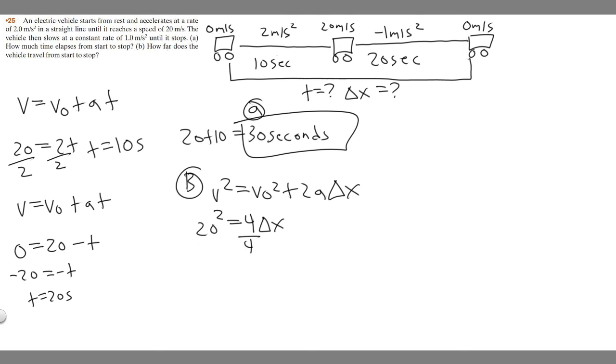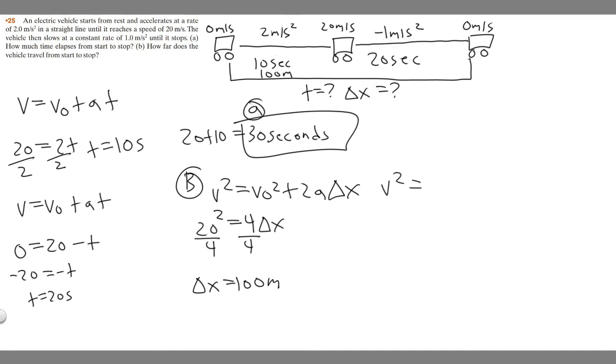And so solving for delta x, you're going to get that it equals 20 squared over 4. If you go ahead and do that, you're going to get 100. And keep in mind we're using meters, right? Meters per second, so the distance is just going to be 100 meters. Now let's find the second part. So this is 100 meters. Let's do this part now.